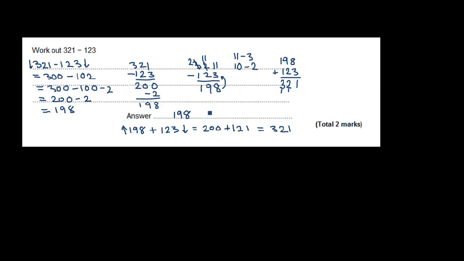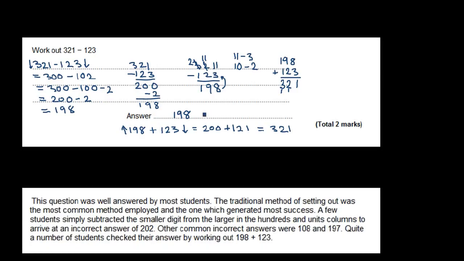Now, a lot of people got this right, but a lot of people got it wrong as well. So where did they go wrong, and how can we avoid the kind of mistakes that other people made? Well, the examiner says this question was well answered by most students. The traditional method of setting it out, which is the standard method that we used here, this was the most common method employed and the one which generated most success. So when people tried other methods, it didn't seem to work. A few students, though, simply subtracted the smaller digit from the larger in the hundreds and units columns to arrive at an incorrect answer of 202.